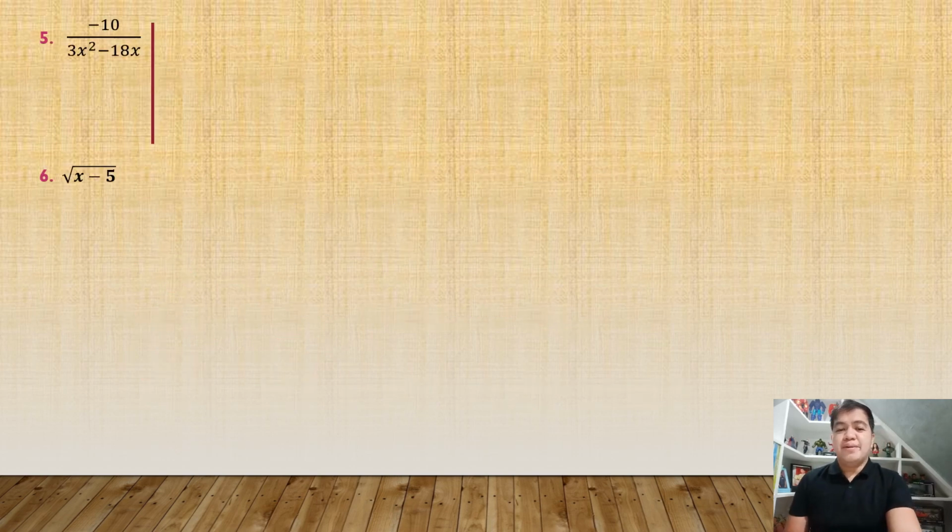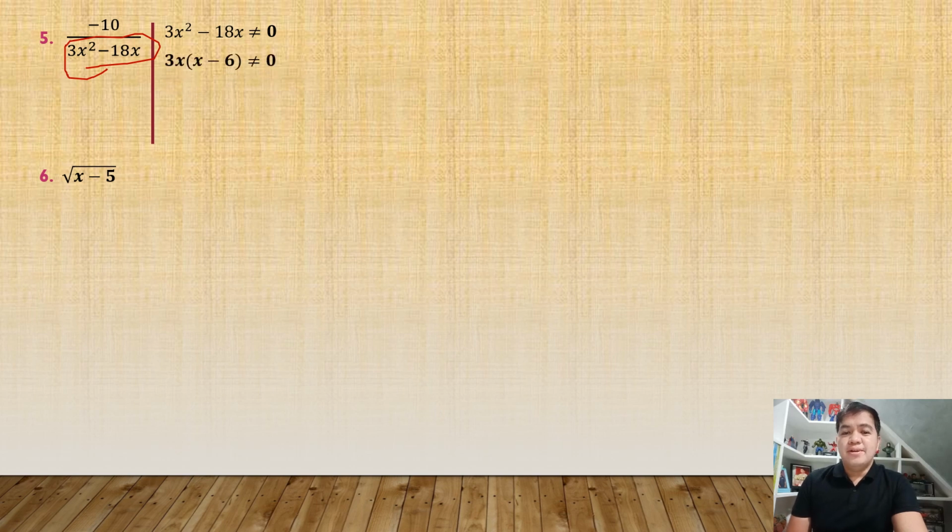Next, number 5. Okay, so again, we will just mind the denominator. Titignan mo lang yung denominator. You will not mind the numerator. Tapos, pag nakuha mo na yung denominator, lalagyan mo lang palagi ng not equal to 0.